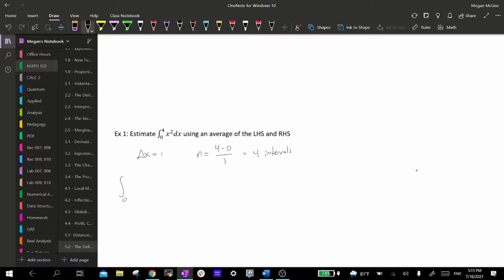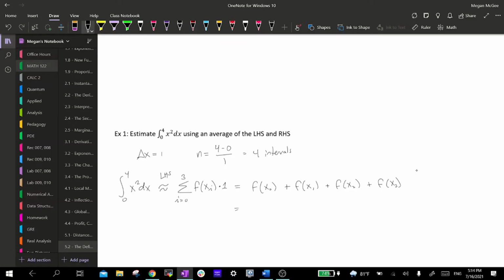Alright, so our integral from 0 to 4 of x squared with respect to x is going to be approximated by our, let's do our left-hand sum first. So for the left-hand sum, we start at 0, right? And we go up to n minus 1, so that's 3. And we want f of x sub i times delta x, which is just 1. So if we're going to write all of this out, I'm not going to multiply by 1 because that's redundant, right? So we just have f of x sub 0 plus f of x sub 1 plus f of x sub 2 plus f of x sub 3.